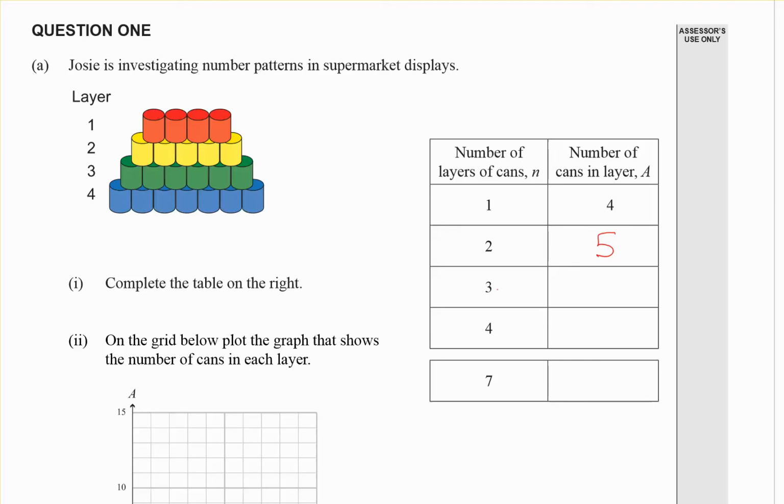In the third layer we've got 6. The fourth layer we've got 7. So to help us work out this one, we need a pattern. Obviously it's linear, it's going up in steps of 1. So we're multiplying by 1 and clearly adding 3. 3 more cans than the layer number that they're in, so the number of cans in layer 7 would be 7 plus 3 is 10 cans.